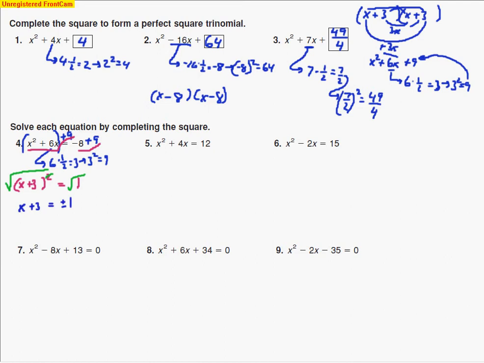Well, from here we have one more step. What we're going to end up having to do is subtract the 3. And when we do that, we've got two problems to set up. So we have the positive 1 take away 3, which is negative 2. We also have the negative 1 take away 3, which gives me negative 4. So I've got those two as my answers. So negative 4 comma negative 2. Those are the two x-intercepts.